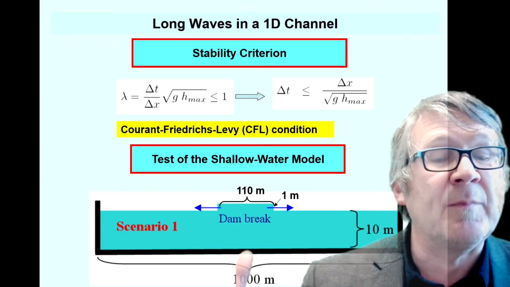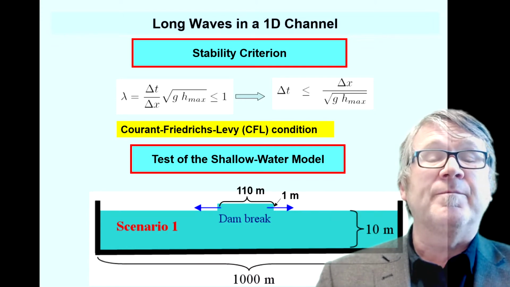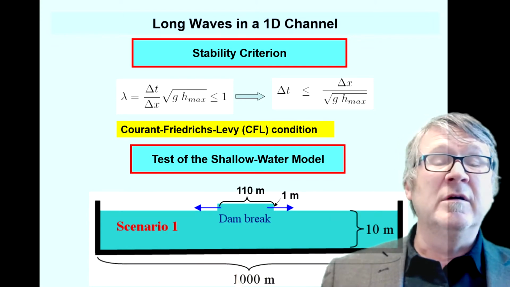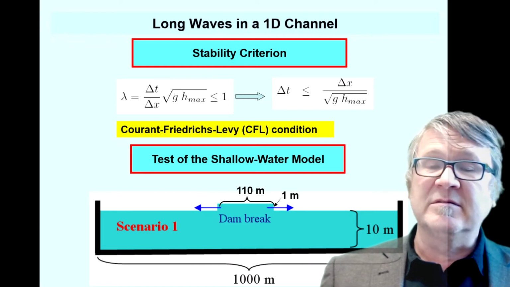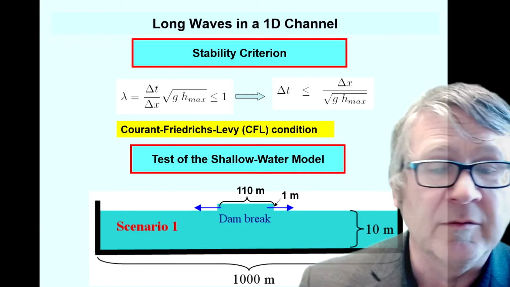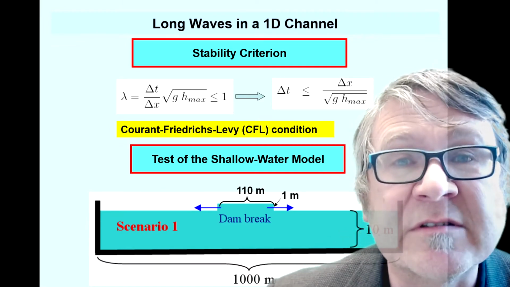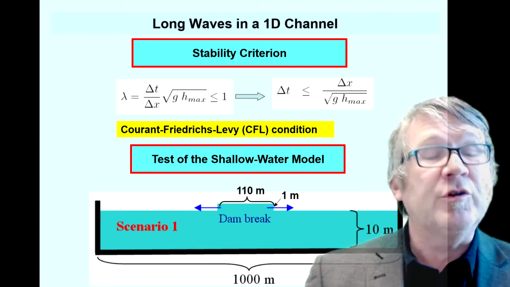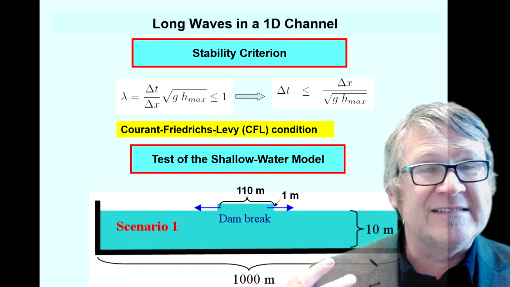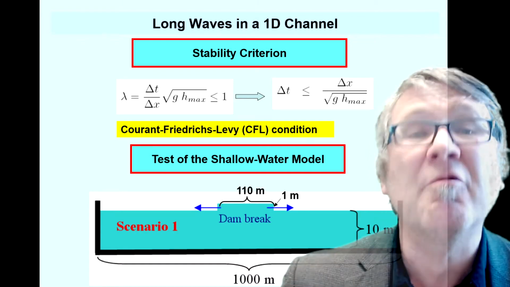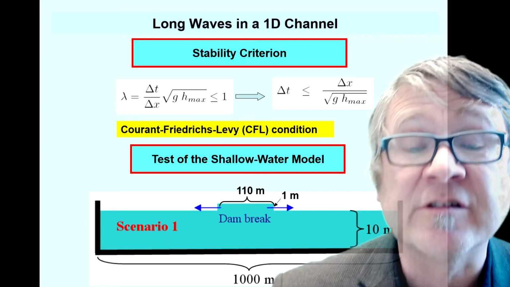The channel also has closed ends, so what you expect is some sort of reflection at the boundary. It's 1,000 meters long, 10 meters deep, and the horizontal resolution is 10 meters. That's how you test. Why you do that is because it's a symmetry test. What you want is that on the right-hand side of the channel, exactly the same mirror image should happen compared to the left-hand side.